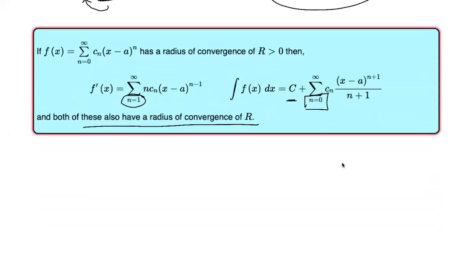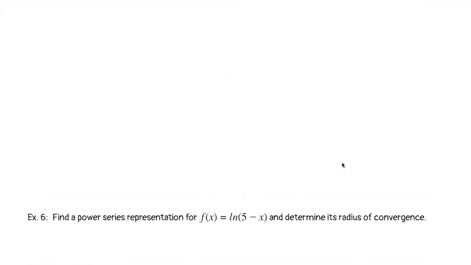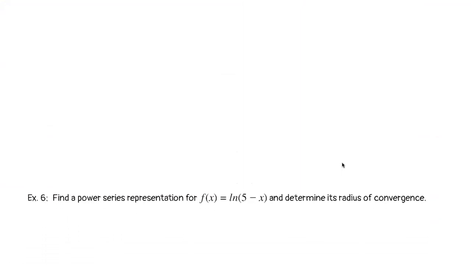All right, so we've got two last examples to finish off our lesson here, okay? So we're going to find a power series representation for f of x equals 1 over (1 minus x) squared and determine its radius of convergence. And then secondly, we're going to find a power series representation for f of x equals the natural log of 5 minus x and determine its radius of convergence, okay?